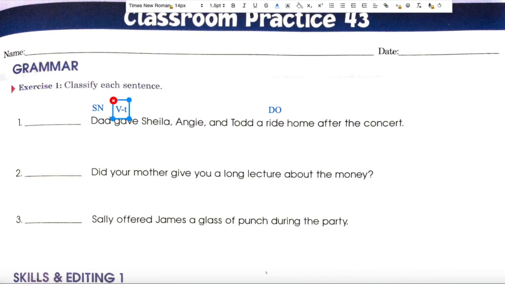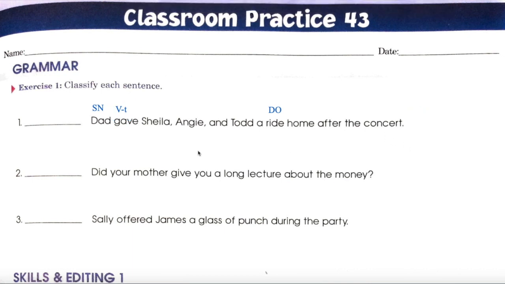Remember, to whom is an indirect object question. So when you hear that, it should make you think of an indirect object. Dad gave a ride to Sheila, Angie, and Todd. We actually have 3 indirect objects here. I told you this workbook page was tricky.